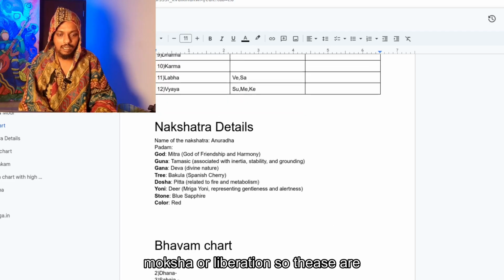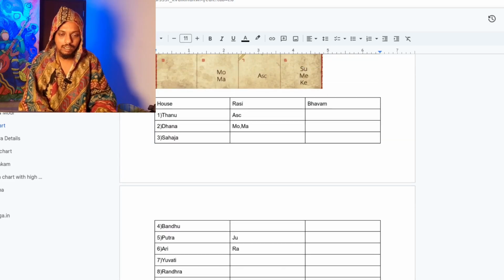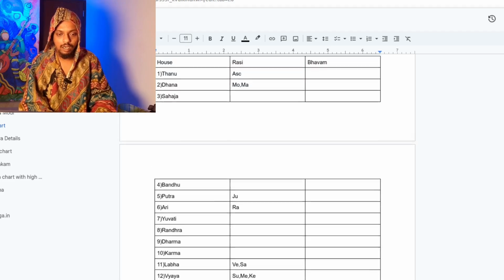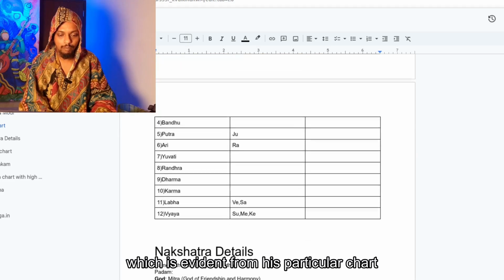So these are the things which, in a bird's eye view or in a nutshell, are evident from his particular chart.